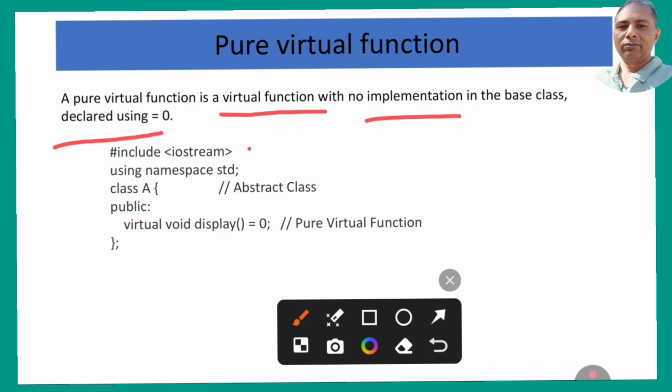We can see one example here. We write hash include iostream, using namespace std. We create one class, class A, with the public access specifier. We write one function, before which we use the keyword virtual, and we write equal to 0. That means we are not defining it here in the base class. This will be defined in the derived class. So if we use equal to 0 in the function, that is known as a pure virtual function. Are you getting the meaning? That is a pure virtual function.